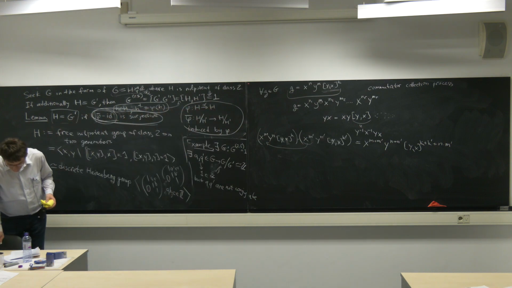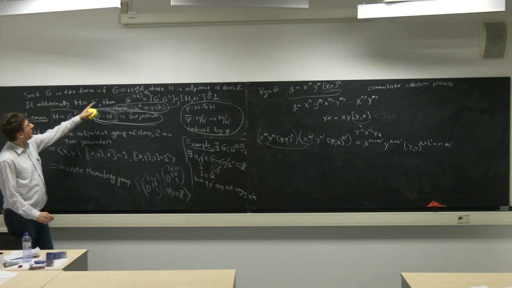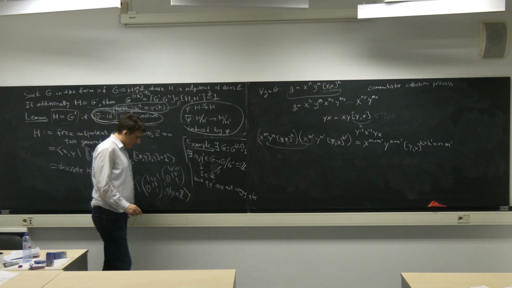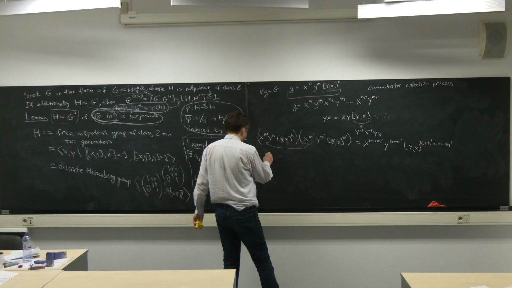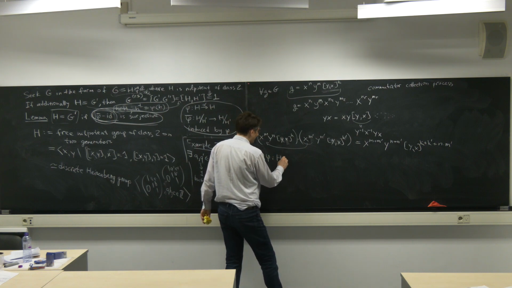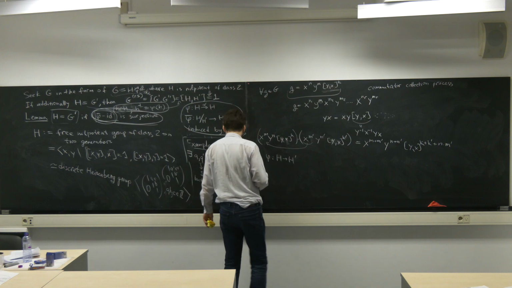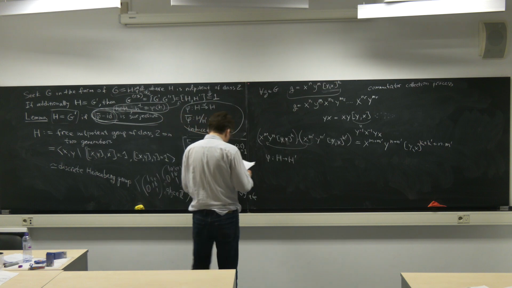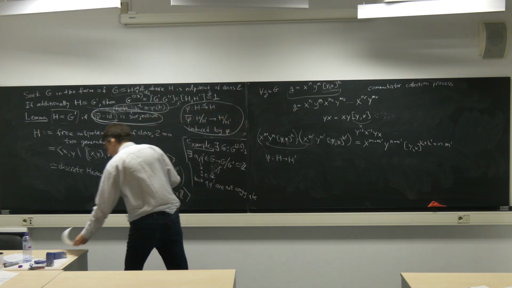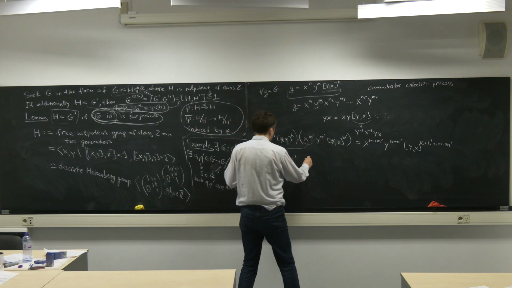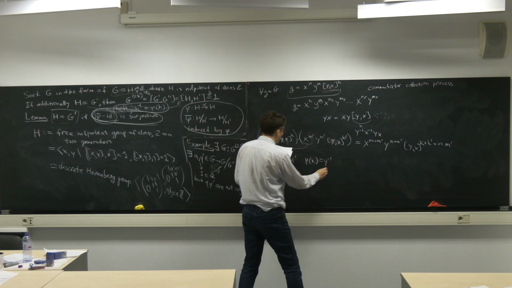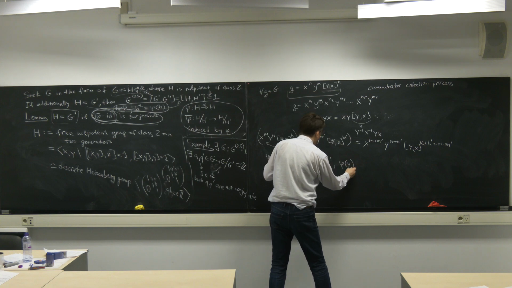So now we want also G to be a semi-direct product of H with Z with respect to some automorphism phi. So what is this automorphism phi of this free nilpotent group? Well, I suggest to use the following automorphism: phi of x equals y inverse, and phi of y equals yx.